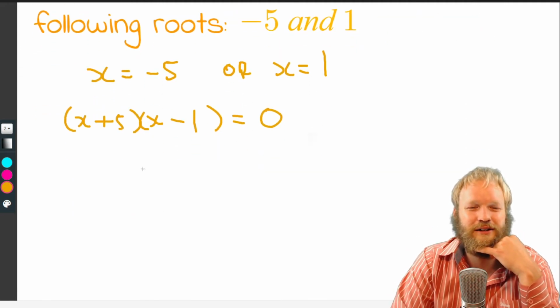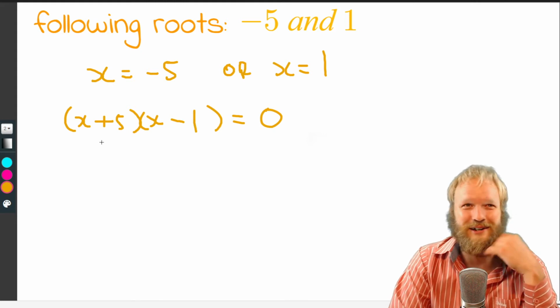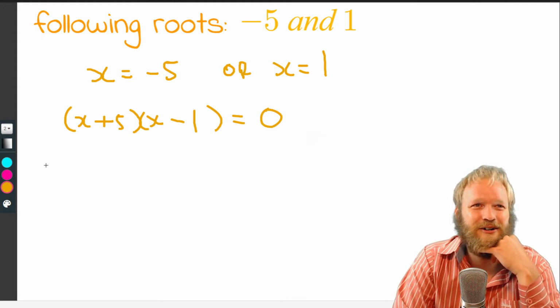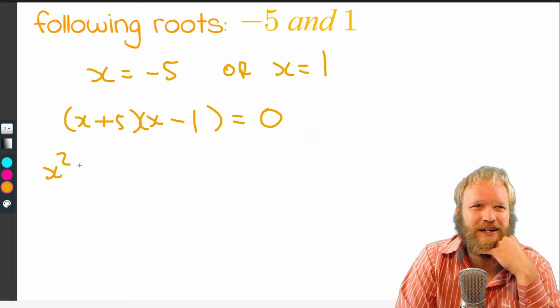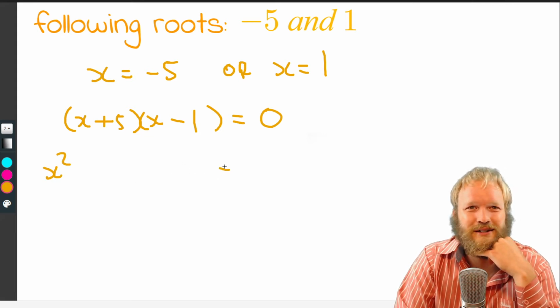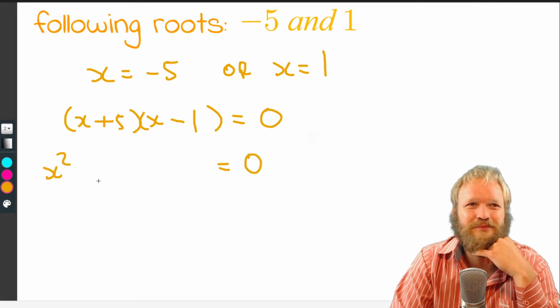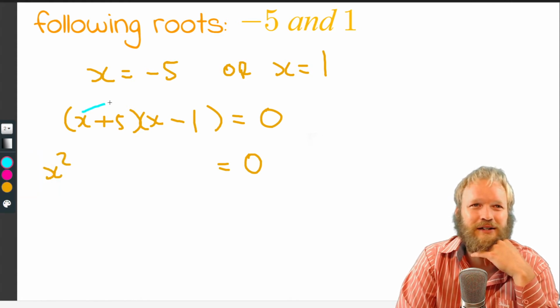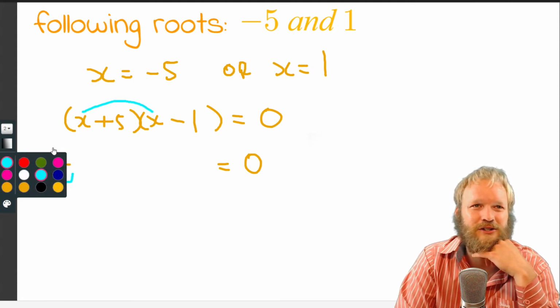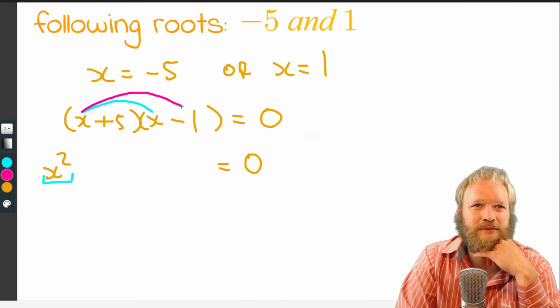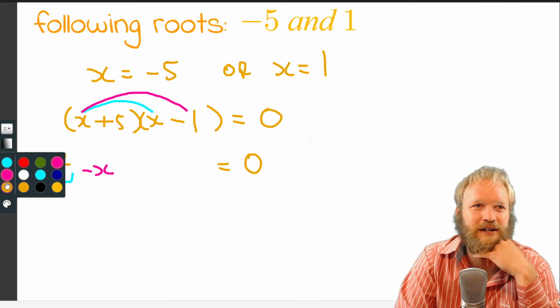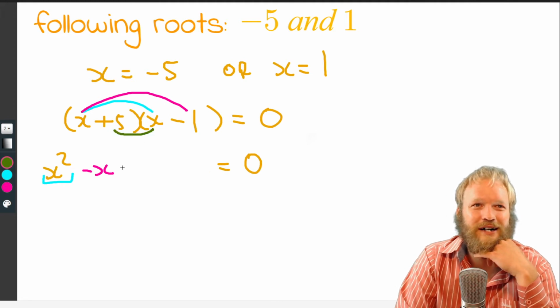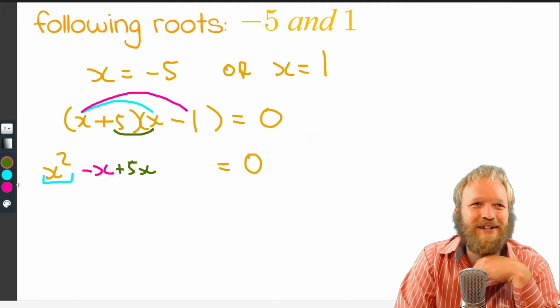And then really it's like a backwards thing, right? We had something before like x squared something equals 0. That's the quadratic equation, just not in that format. Well, that's fine. x times x gives us the x squared. x times -1 gives us -x. Am I going to run out of colors? Probably. Plus 5 times x gives us plus 5x.